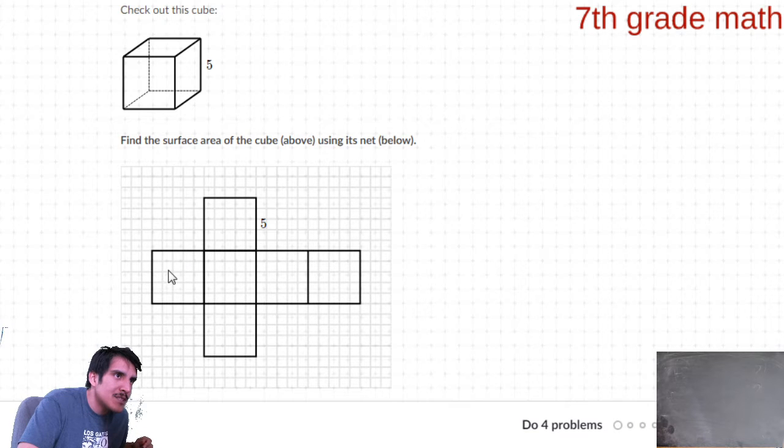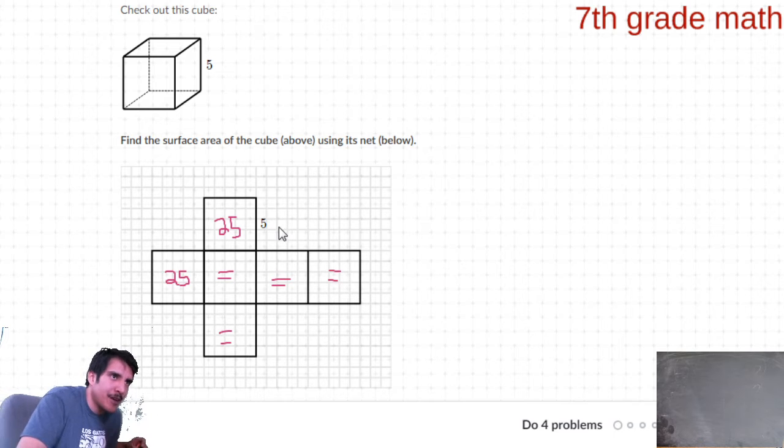Let's use purple. So this is a 5 by 5 square. If you do length times width, you get 25 square units. And then you also get 25 here. You actually get 25 on all of these. So I'm just going to put equals, the short way of saying, hey, these are all equal. These are all 25 square units.